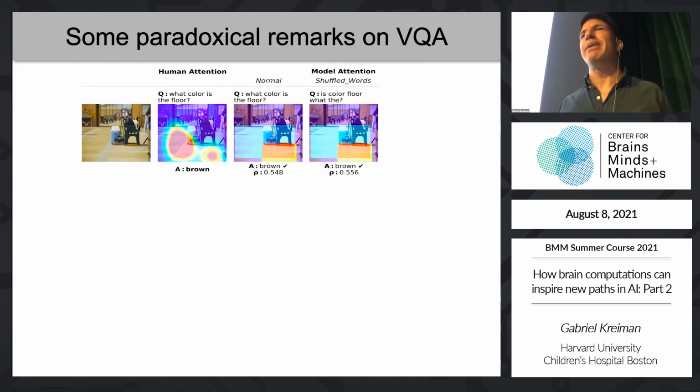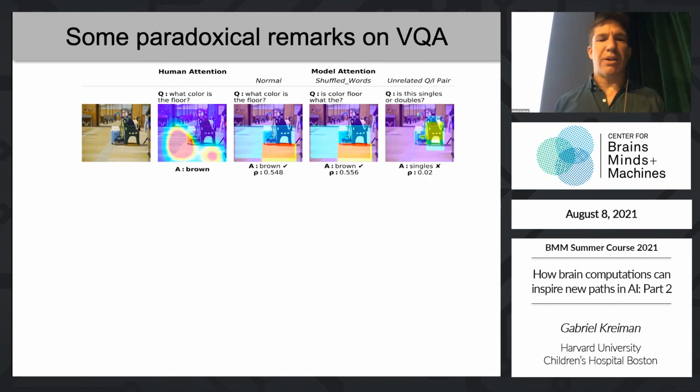So we did a lot of other manipulations, like removing some of the words. And then as a control, we also had a completely different question, right? So we showed this picture and said, is this singles or doubles? And the model answered singles. Of course, this is the wrong answer. What we're expecting for this image was brown, but of course, if you don't know the question, you cannot do it, right? So here you have a correlation of 0.02 that doesn't make any sense. Of course, this is just a control. But if you shuffle the words, you get a correlation of 0.56 here, and you get the right answer.